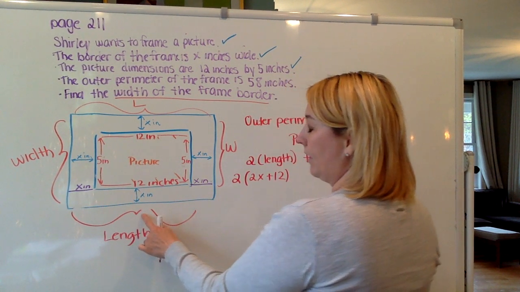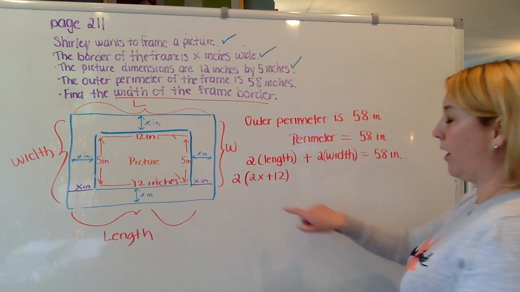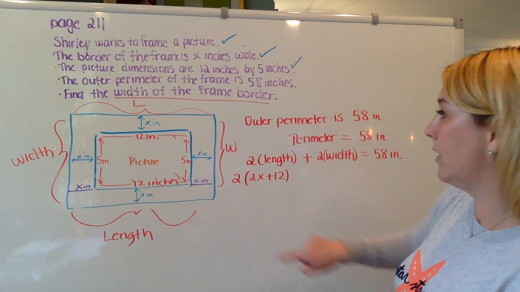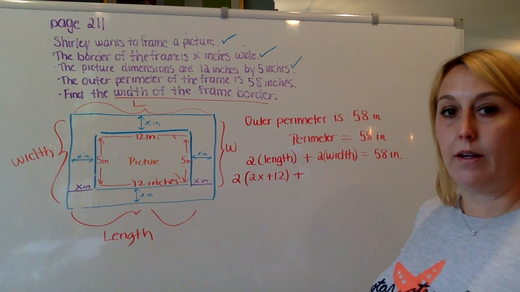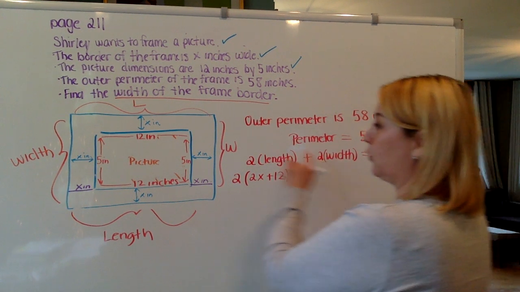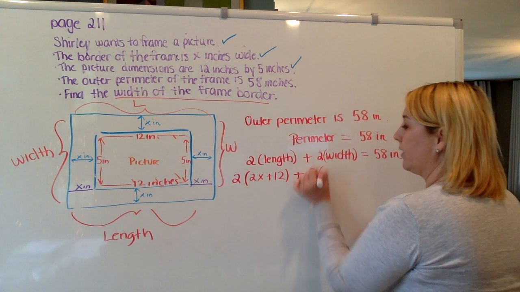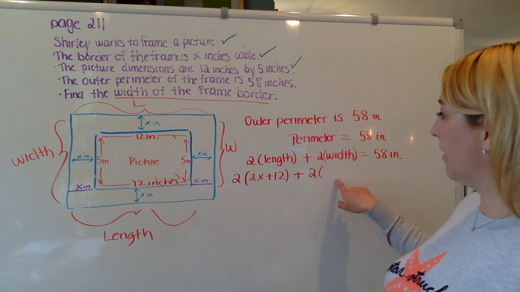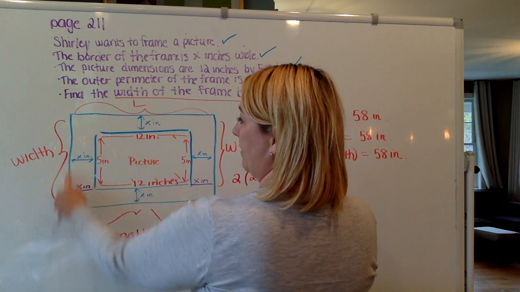But we have this length and we have this length because we're solving for perimeter, which is why I have a 2 here. Then we need to add the width. So we know that we have 2 widths, right? 1 and 2. That's why I'm putting this 2 out here. And then how do we find the width? Well, for width, we're looking at this distance, right?